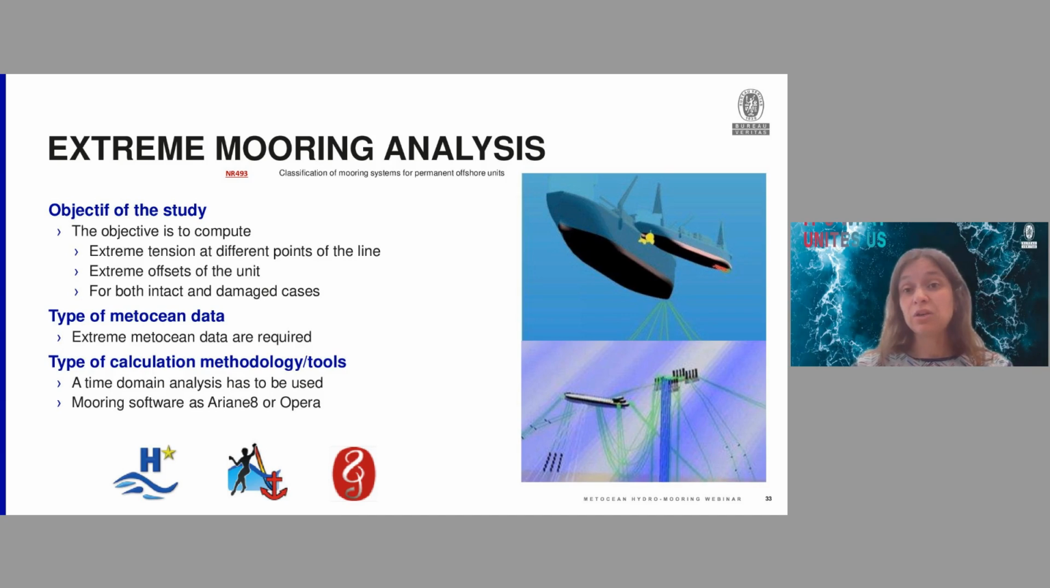And depending on the complexity of the system, we use different modeling, meaning do we need to couple the line and the floater? Is it a wind turbine where we also need to couple the turbine and the floater? Or is it a basic FPSO for which we can make several assumptions to simplify the model? Depending on this, we can use different software, like Ariane 8 for the simplest systems and Opera for the most complex ones.